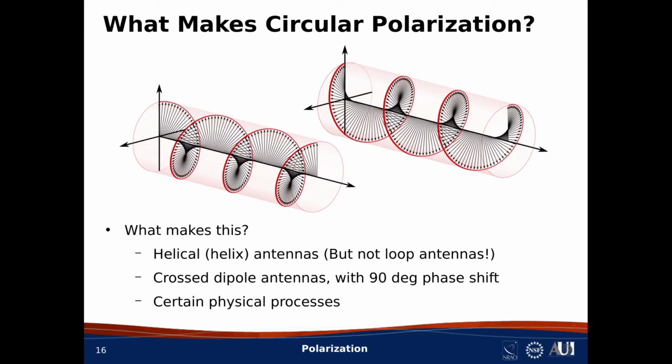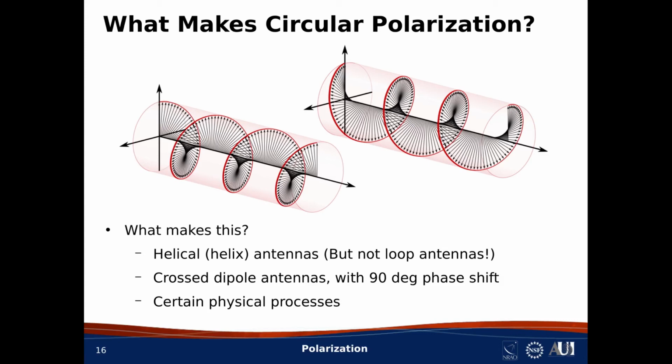You might wonder what the heck it is that makes circularly polarized waves. This would seem to require currents that are moving in a circular fashion. And that certainly works. For example, that's essentially the definition of a helical antenna. So a helical antenna, or a helix, will give you LCP or RCP depending on the direction that the helix is wound.